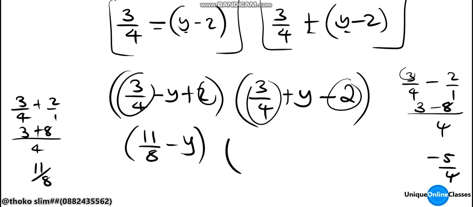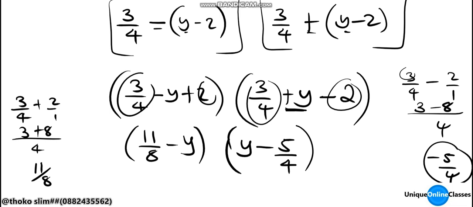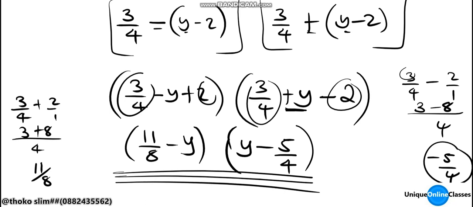Then in the other bracket we have y, positive, and that's if we didn't write a negative. So here you have negative 5 over 4 here. So this is the answer here.